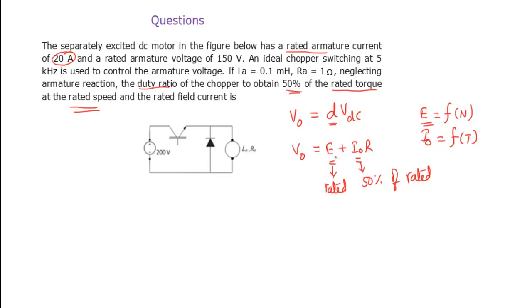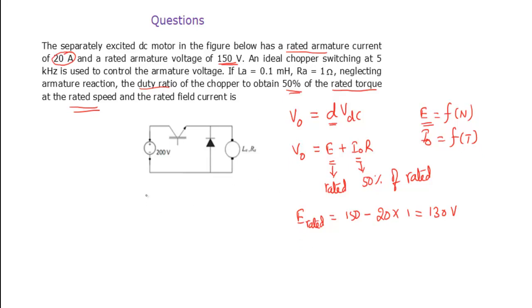Resistance is already given. Back EMF we need to calculate at rated. So how to calculate that rated one? Rated back EMF will always depend on rated values. Rated armature voltage is given, rated current is given. We need to calculate that. Rated armature voltage is 150 minus rated armature current 20 ampere into resistance 1. So that means 130 volts. So now substitute here the required V average.